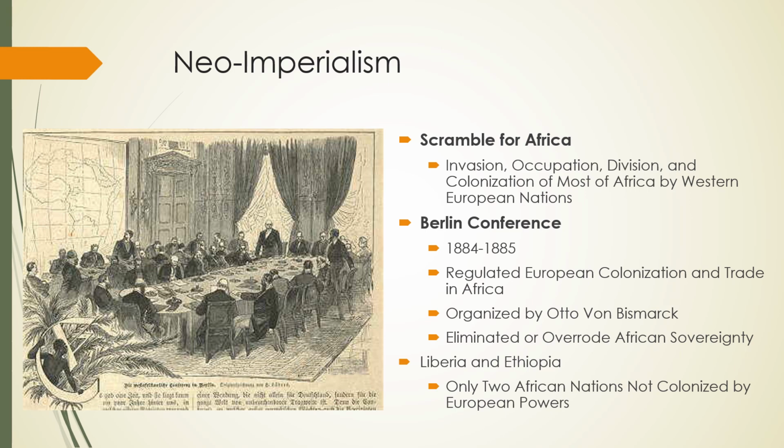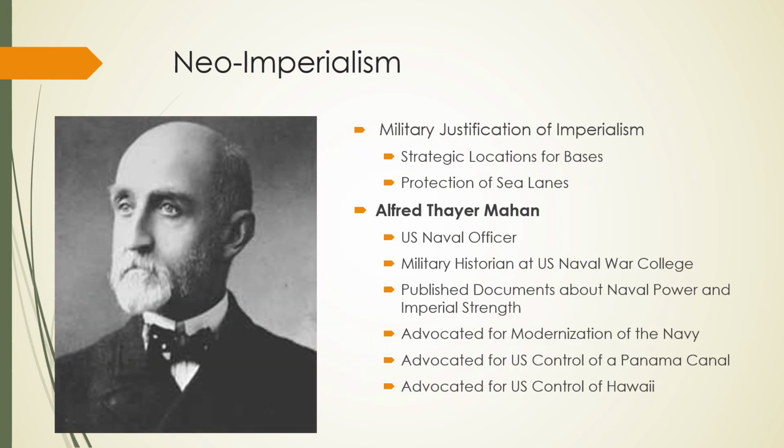And so by the end of this scramble for Africa, only 2 African nations are not ruled by Europeans. That's Liberia, which was a colony created by the United States for the purpose of sending freed slaves there if they wanted to go back to Africa. And then Ethiopia. All right, so Liberia and Ethiopia, the only 2 African nations not colonized by European powers by the time we get to the early 1900s.